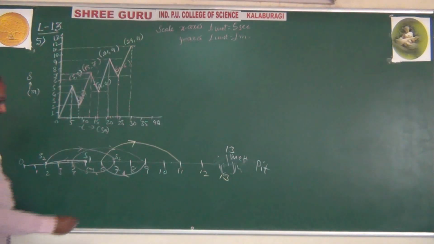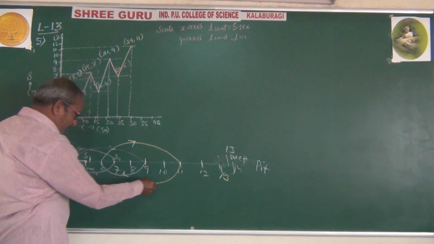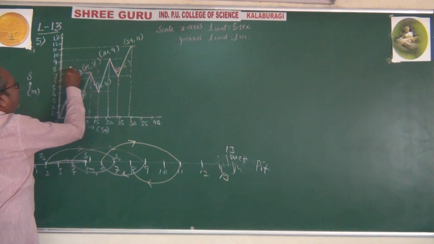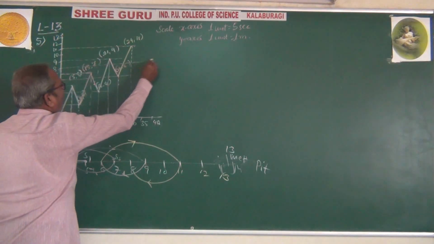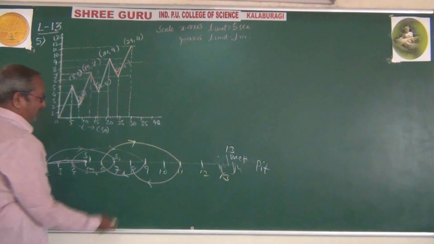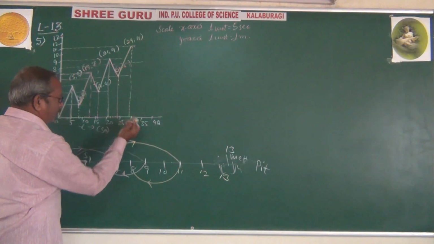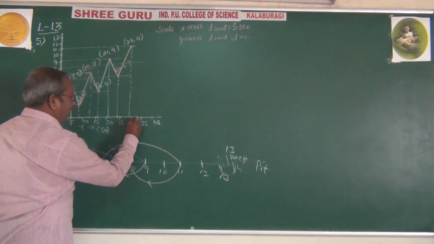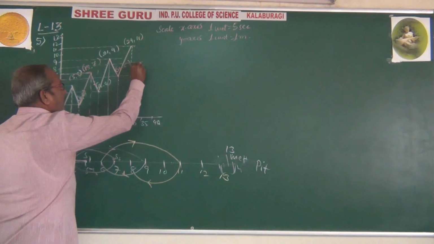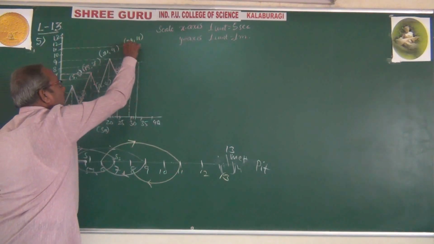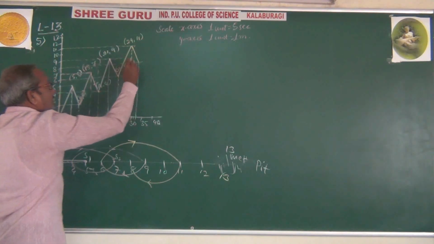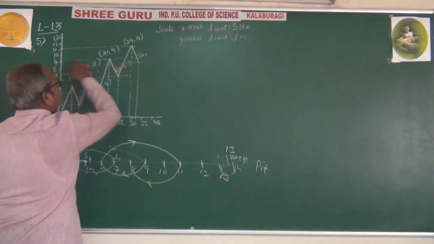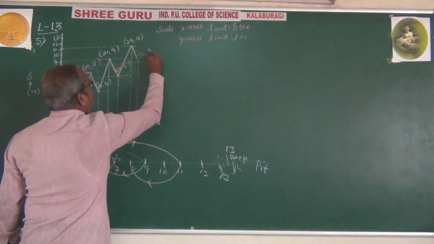Then again after this, 3 steps backward. 3 steps backward means the 8 meter position. Where is the 8 meter? Here is the 8 meter position. What time will it take? Again 3 seconds. Already 29, then 30, 31, 32. Here is the time. So here is the position. Now here, 32 seconds and the position will be 8 meter.